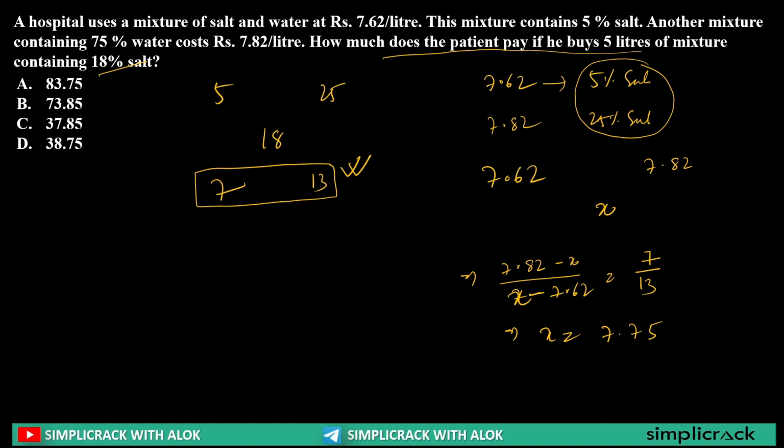That's what I'm guessing. This is guesswork, but we are finding out the price of 5 liters of this. So if I multiply by 5 liters, it will be somewhere around 38.75, which is the answer. This is a pure guess because I am not calculating the whole thing. You can calculate it fully and find the answer, but this will be the approximate answer as per my guess.